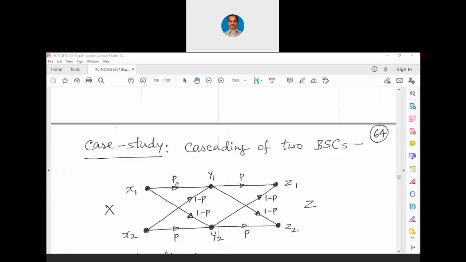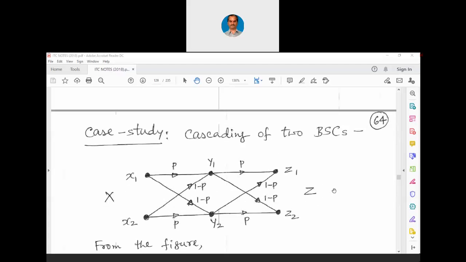In case of symmetric channels, y1/x1 is equal to y2/x2. Same way, z1/y1 is equal to z2/y2. All the conditional probabilities are equal for the symbols. So, we have this cascading of the two binary symmetric channels.